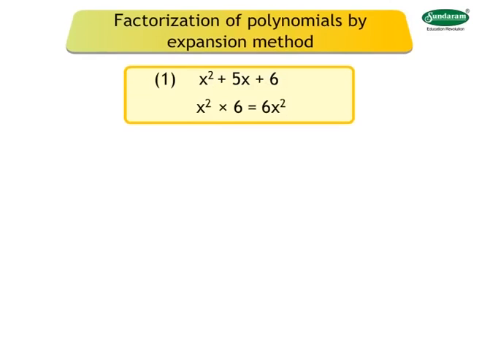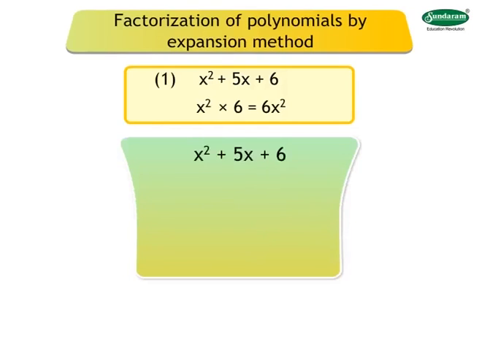6x square can be expanded as 2x into 3x, as their sum is equal to the middle term, that is 5x, and their product is equal to the product of the first term into the last term, that is 6x square. Therefore, x square plus 5x plus 6 can be written as x square plus 2x plus 3x plus 6.